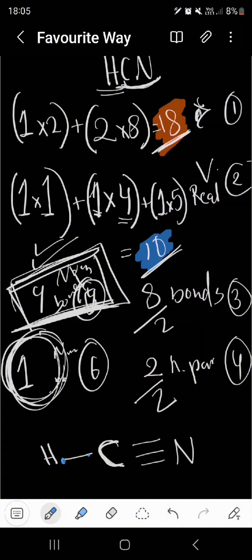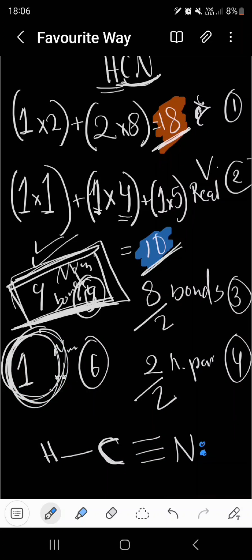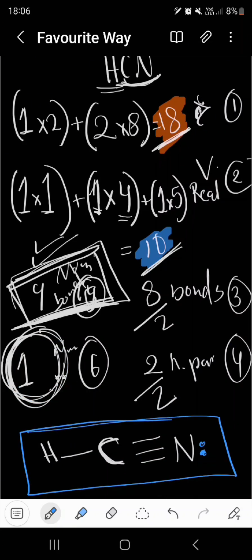Carbon: 1, 2, 3, 4, 5, 6, 7, 8. Well, carbon is stable as well, that's good. What about N? N is 1, 2, 3, 4, 5, 6. It's not stable, it needs 2 electrons, which is 1 pair. So we are going to take this one and put it here beside the N. Now the molecule is good and the atoms are all stable.